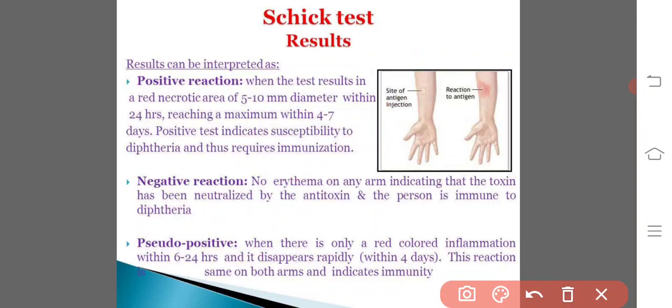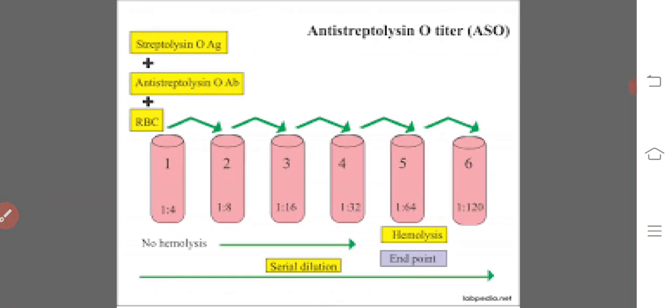And sometimes there is a pseudo-positive case, when there is only a red colored inflammation within 6 to 24 hours and it disappears rapidly within 4 days. This reaction is the same on both arms and indicates immunity. This is the interpretation of the results of the Schick test.